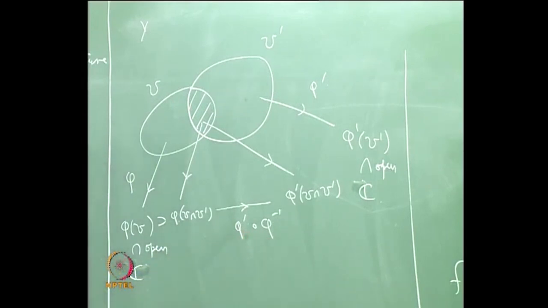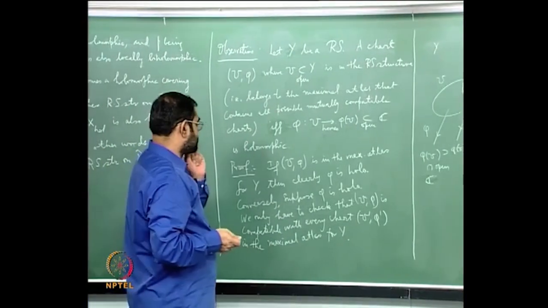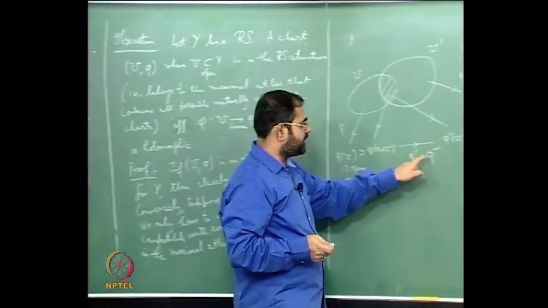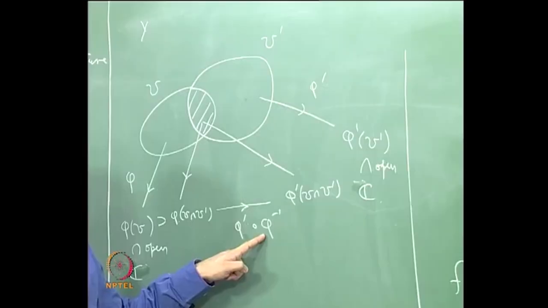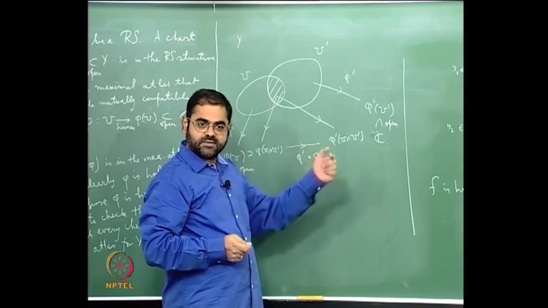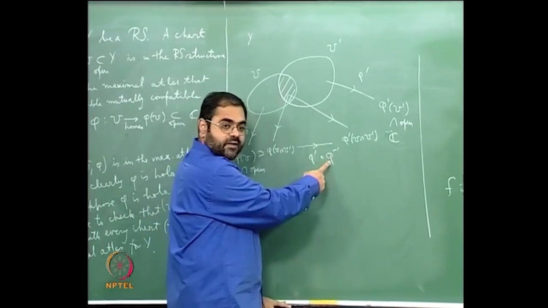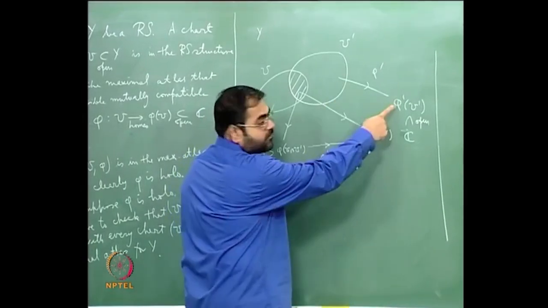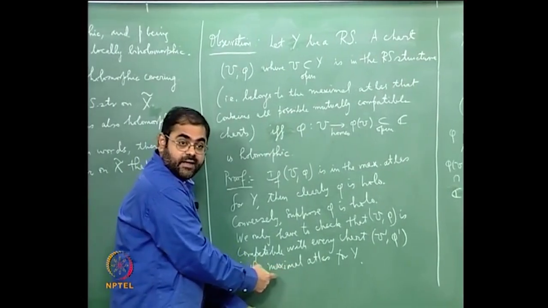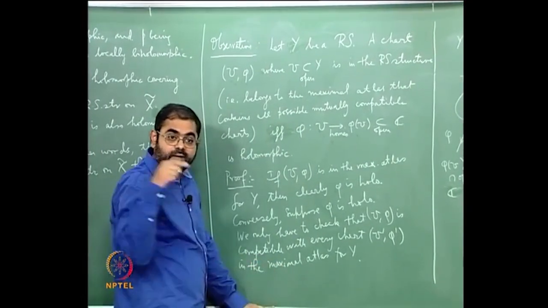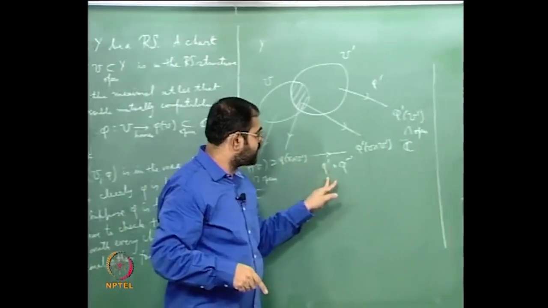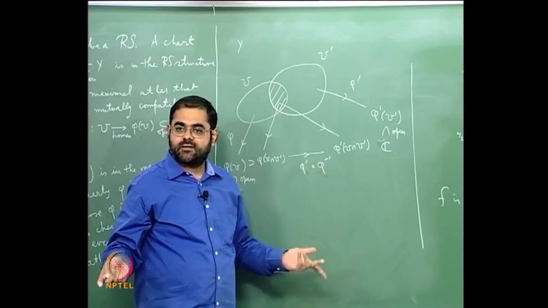But what is given to me? What is given to me is that phi is holomorphic. Phi is holomorphic and injective, so it's biholomorphic, and therefore phi inverse is also holomorphic. And phi prime is holomorphic because (U prime, phi prime) is already in the atlas. Take any chart in the atlas, the coordinate map for that chart is holomorphic. Therefore, this composition is holomorphic. So I have checked the compatibility.